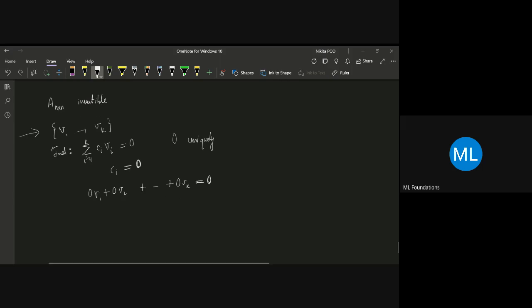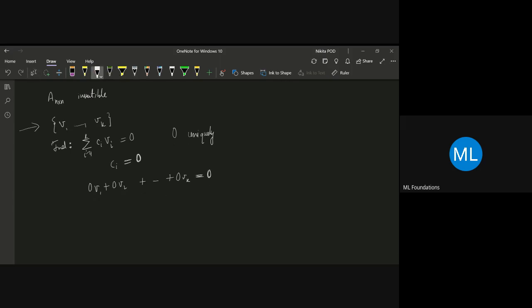Whenever you have at least one c which is non-zero, that implies these vectors v1 to vk will be dependent, right?